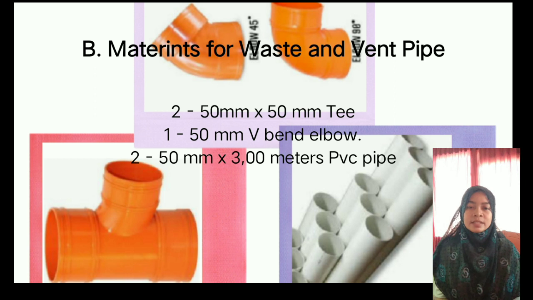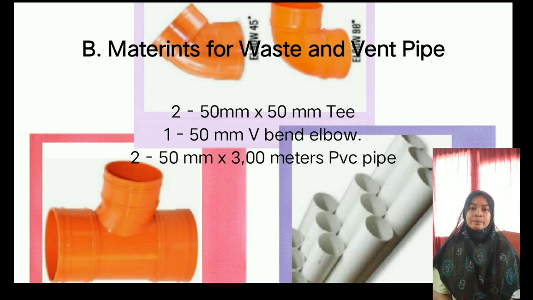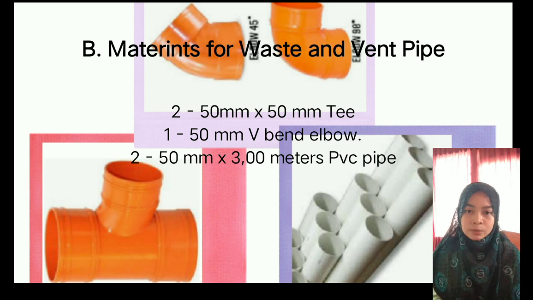Second is B, materials for waste and vent pipe. In materials for waste and vent pipe, there are only three: two 50 mm by 50 mm T, 1 50 mm V-band elbow, and 2 50 mm by 3 meters PVC pipe. Also in the background you can see what the materials I mentioned look like.